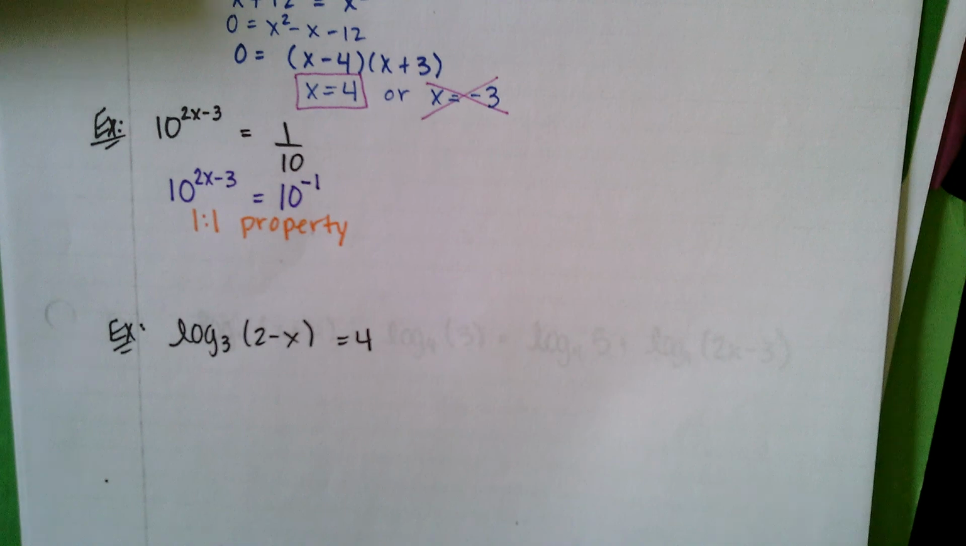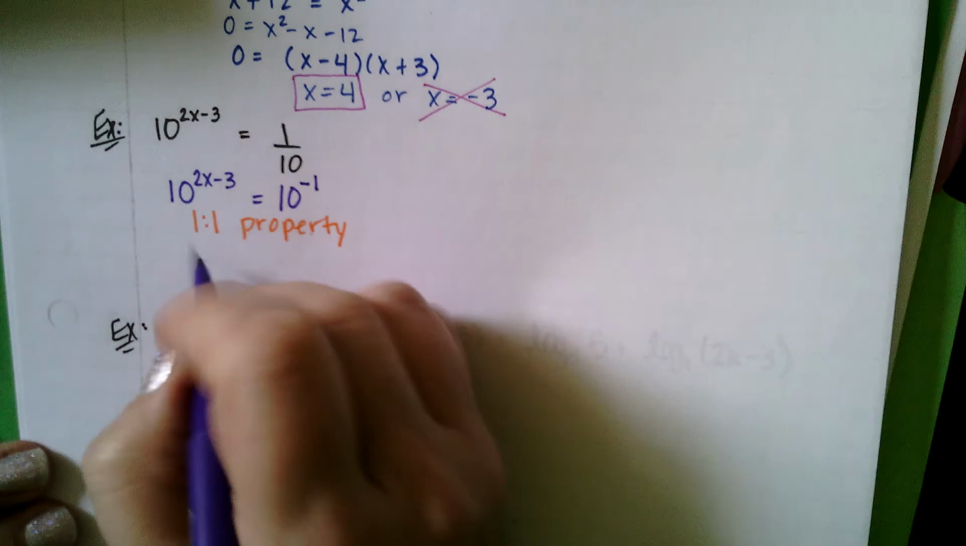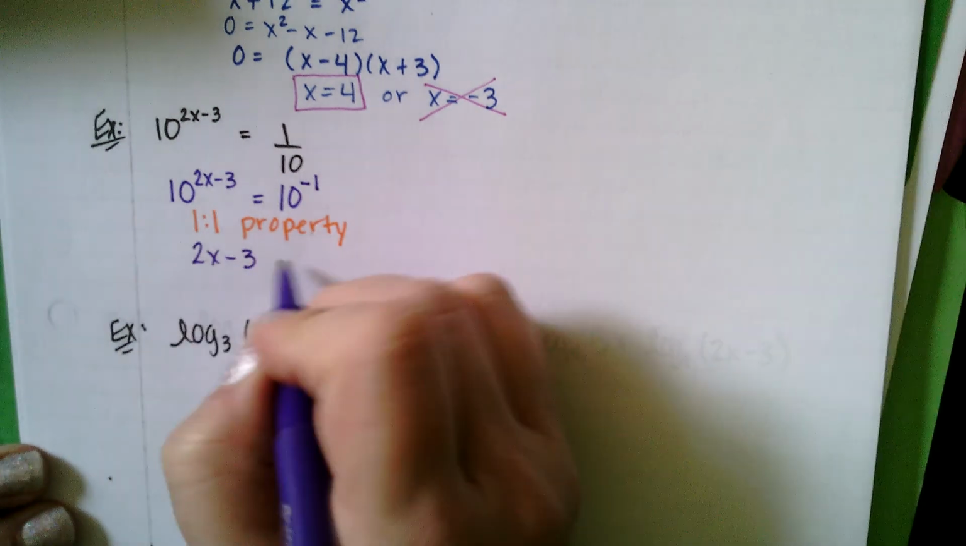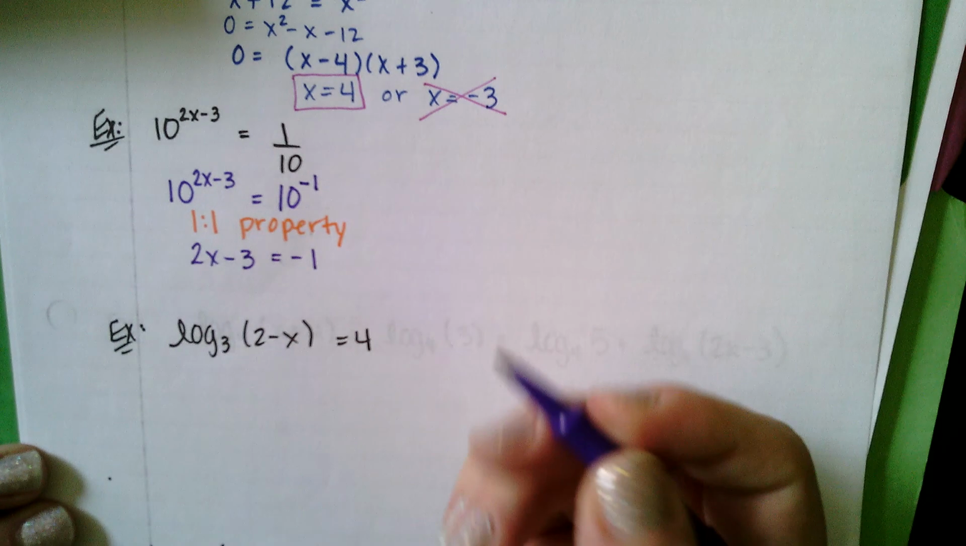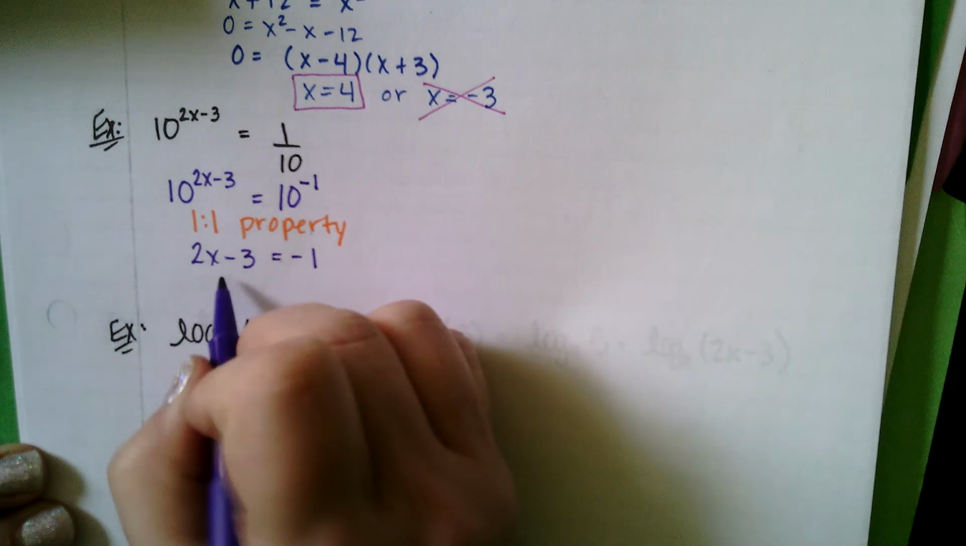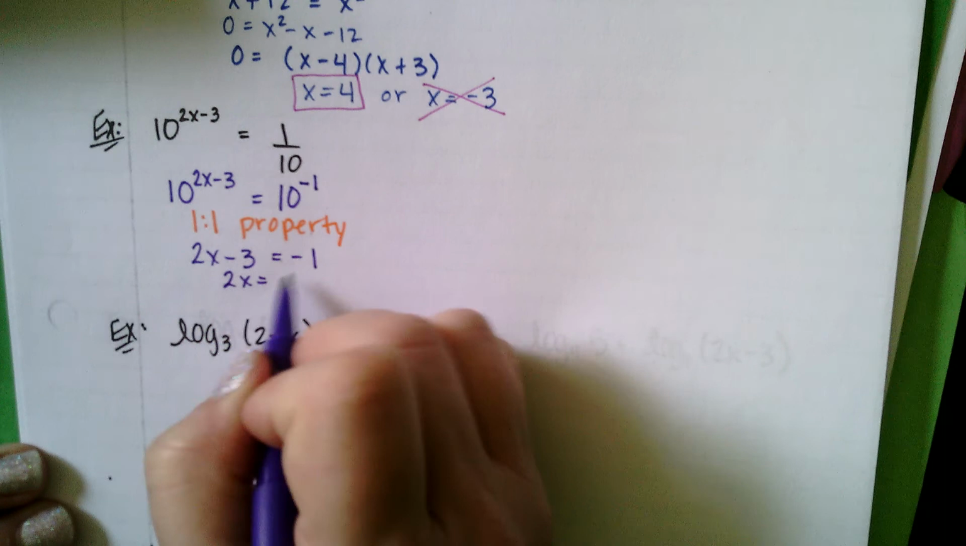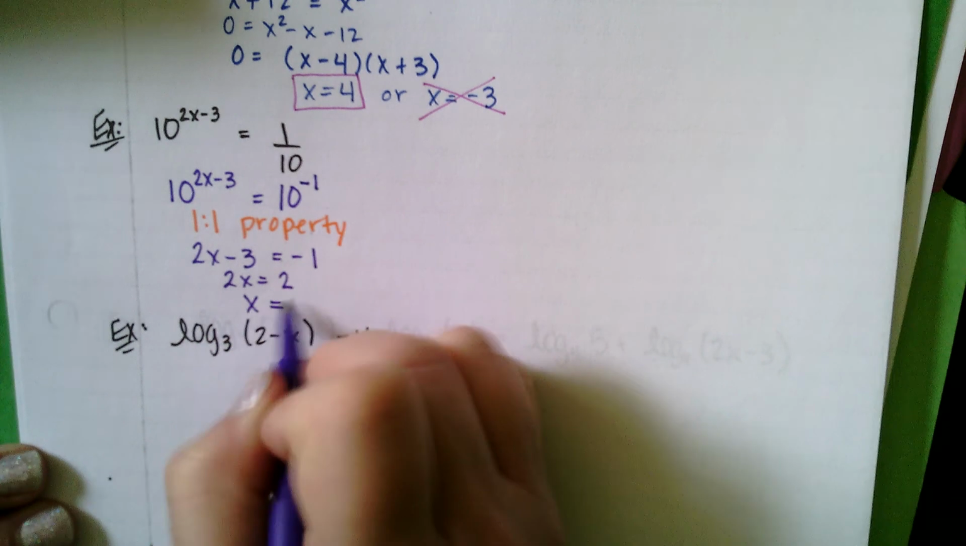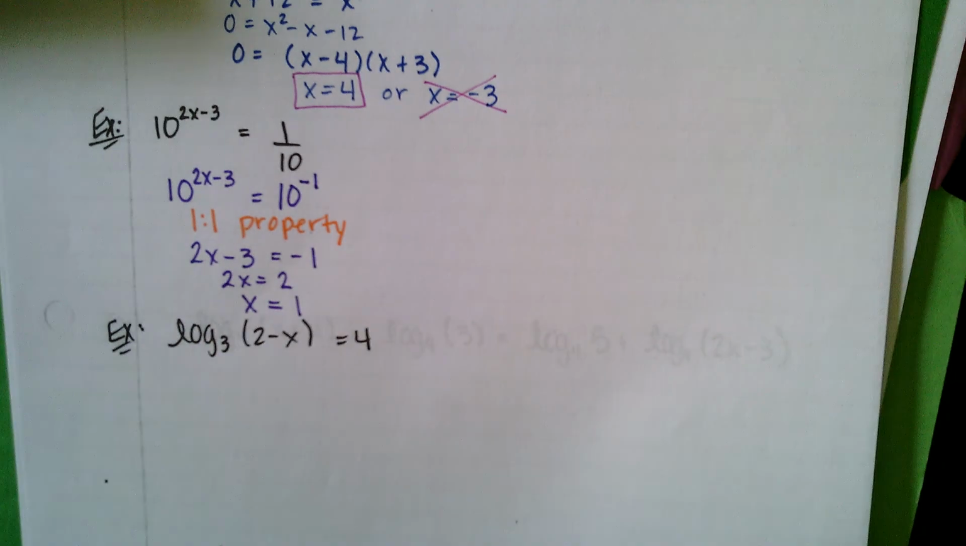Because I have two of the same base equal to each other, I can set their exponents equal. So that gives me 2x minus 3 equals negative 1. Add that 3 over, so 2x equals 2. And that is x equals 1. So let's talk domain.